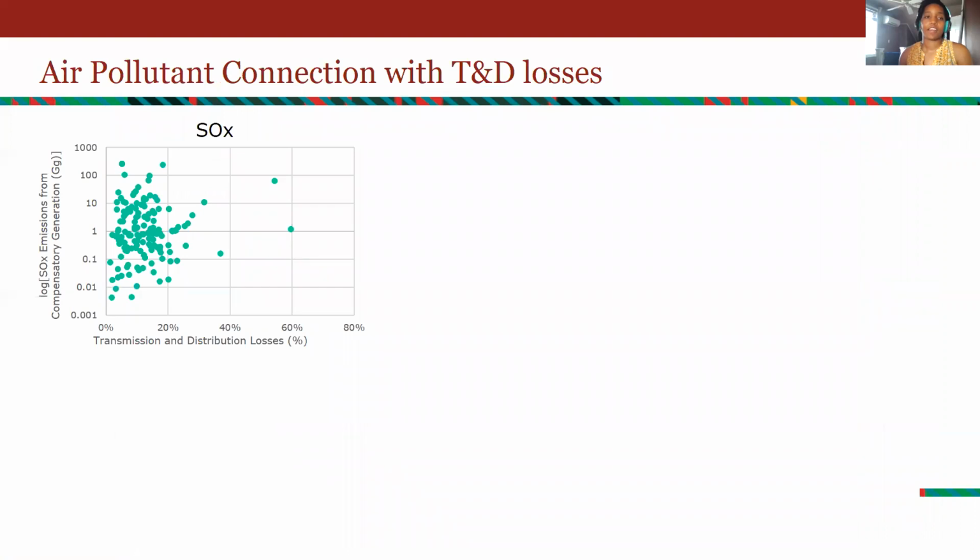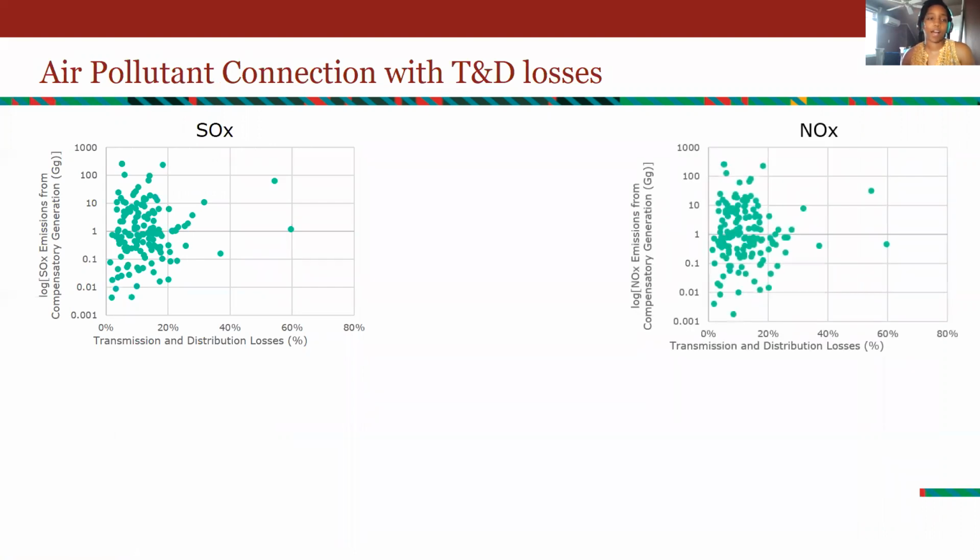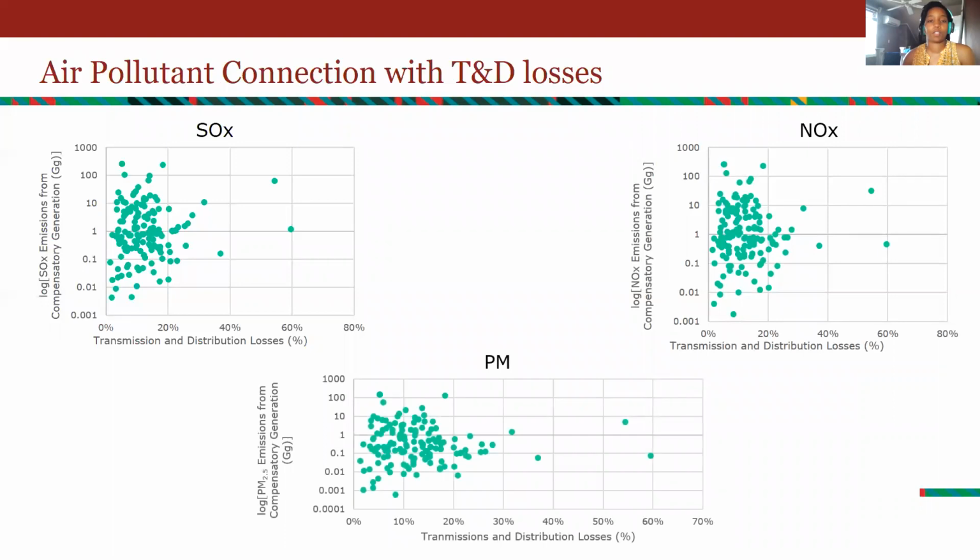There's also a connection with air pollutants and T&D losses. So on the y-axis, we have the log of our air pollutants from compensatory generation. Then on the x-axis, we have our transmission and distribution losses. And we can see that a lot of times countries, even though the transmission and distribution losses are below 20%, still have a high amount of air pollutant emissions.